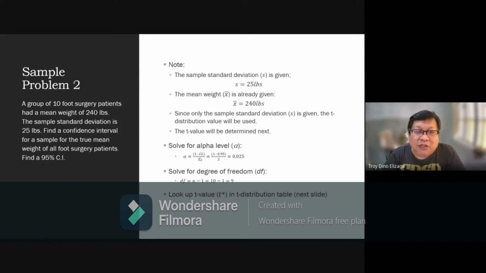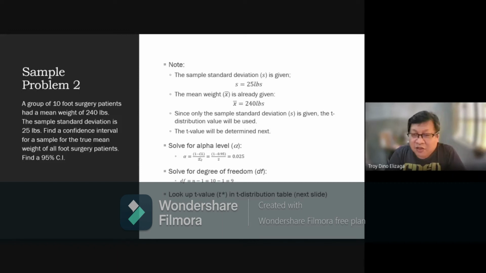Since only the sample standard deviation is given, the t-value again will be used. The t-value will be determined next. So we said that the t-value needs two variables. The first is the alpha, the second is the degree of freedom. So alpha is computed as 1 minus CL over 2. Confidence level is 95%, so 1 minus 95% over 2 gives us 0.025. And then for the degree of freedom, it is n minus 1, or the sample size minus 1. Our sample size is 10, I'm sorry. And then we deduct 1, we get the degree of freedom, which is 9.